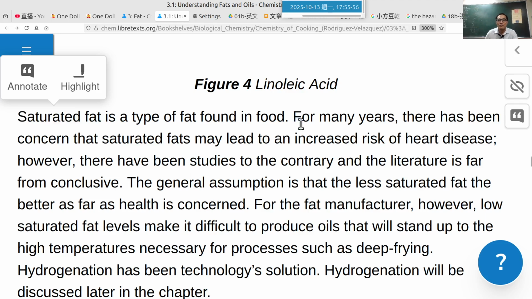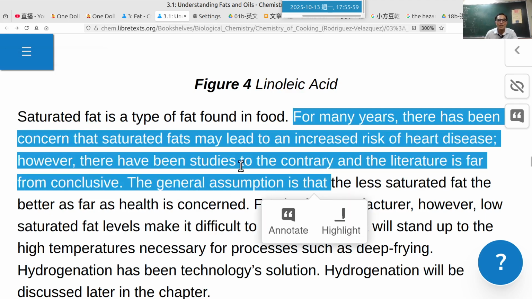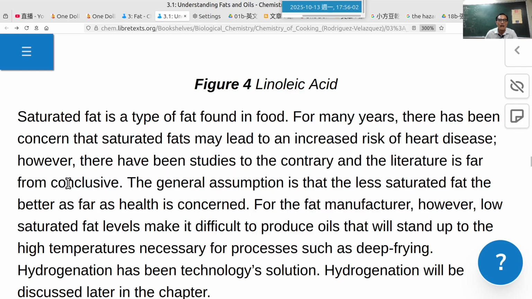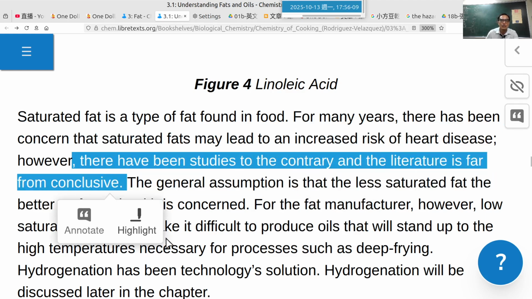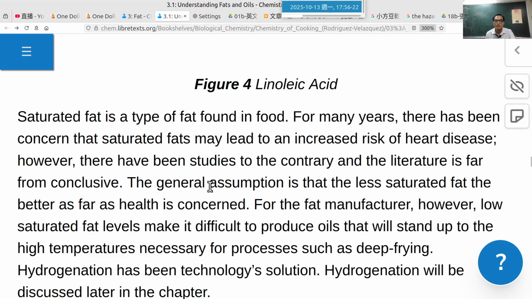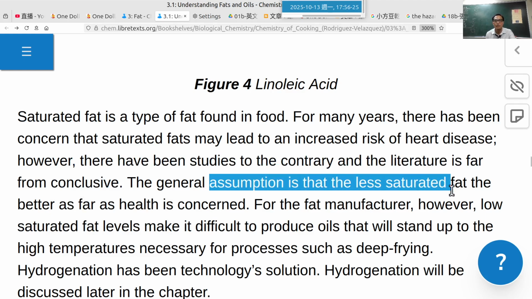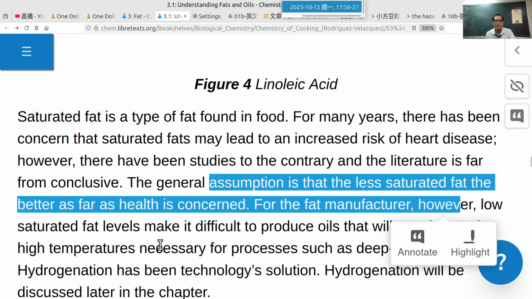For many years, there has been concern about saturated fat due to the increase of heart disease. However, there have been studies to the contrary, and the literature is inconclusive. Scientific research has different conclusions, and maybe some of them are correct, maybe some are not. We don't know. The general assumption is that less saturated fat is better as far as health is concerned.